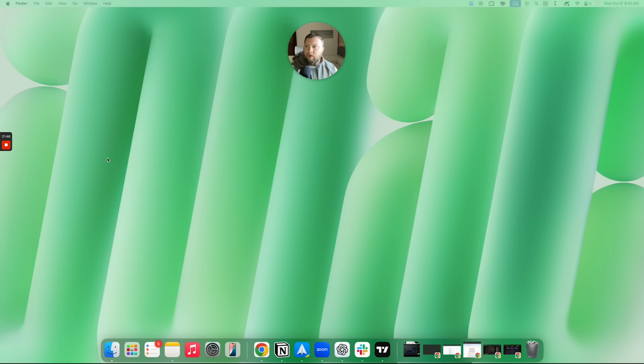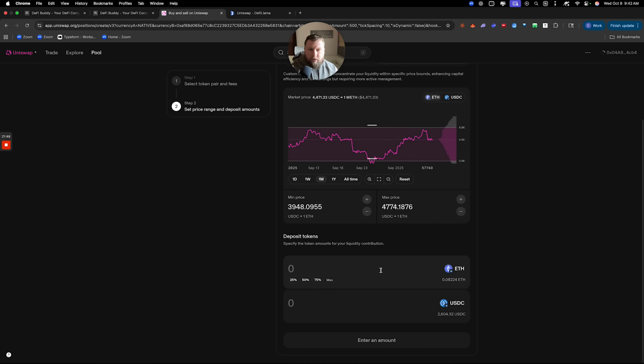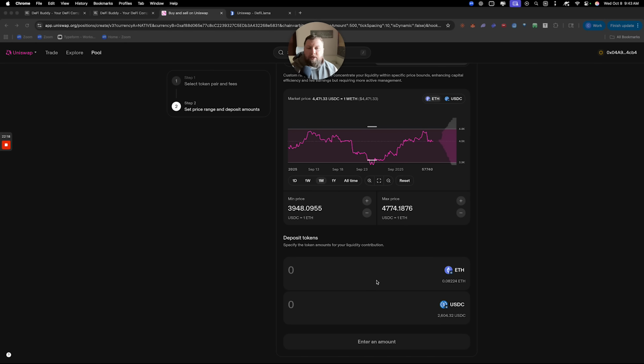What that will do is show me what ratio of assets I will need to provide as liquidity. I have $2,600 of USDC and only 0.08 of ETH. I want to provide about $2,500. This is where Uniswap has limited functionality. Uniswap's a little funky here, so I'm going to have to swap some USDC for ETH to make sure I get that proper ratio.